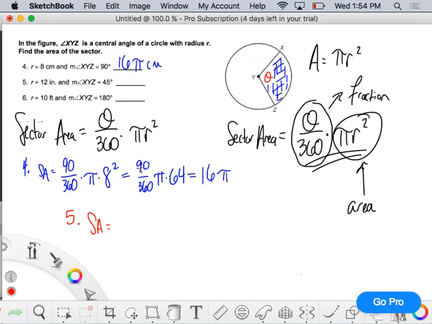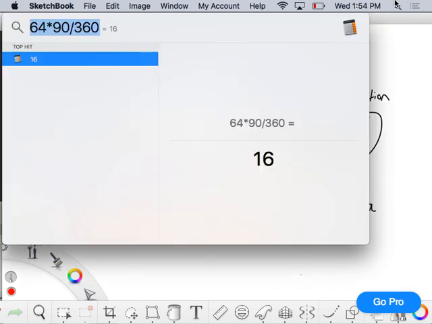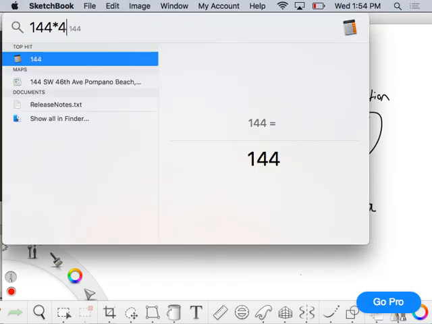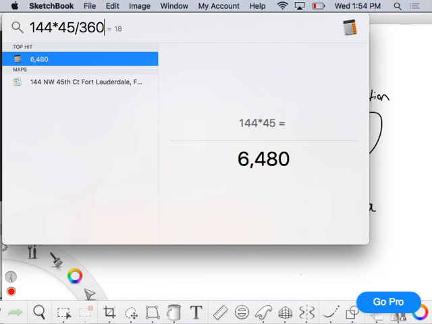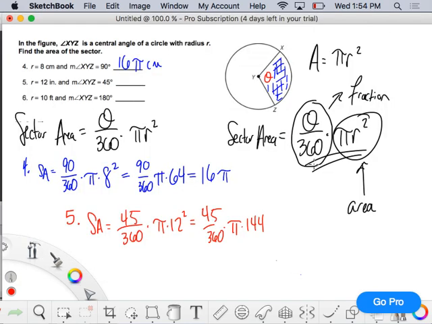So number 5, the sector area. What's the angle here for number 5? 45, good. Over 360 times pi times the radius. What's the radius? 12, good. 12 squared. So it's 45 over 360 times pi. What's 12 squared? Very good. 144 times 45 over 360 is 18. So this is 18 pi, and my units are inches.